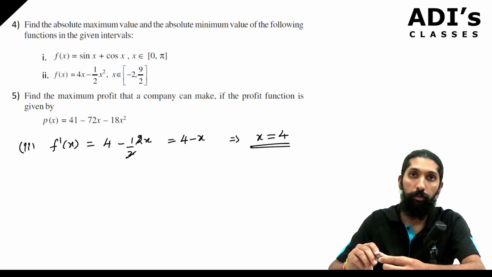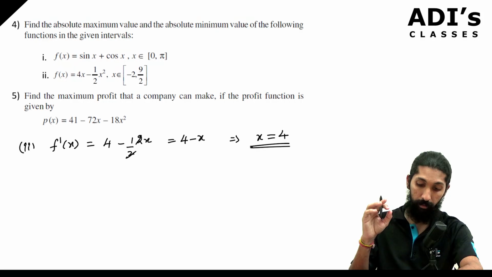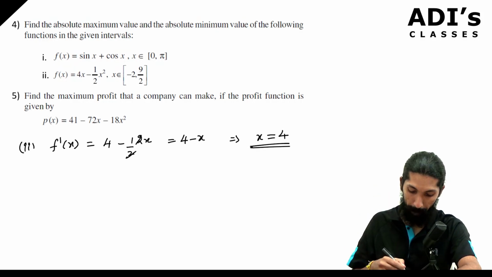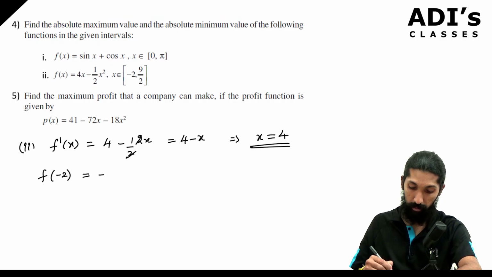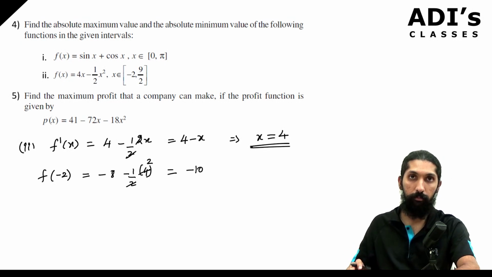Now what we are going to do, we have to calculate at 3 different points. At minus 2, 4, 9 by 2. Correct? So now what do we have? F of minus 2. 4 times minus 2 is minus 8. Minus half into minus 2 whole square is 4. Minus 10. We got minus 10.